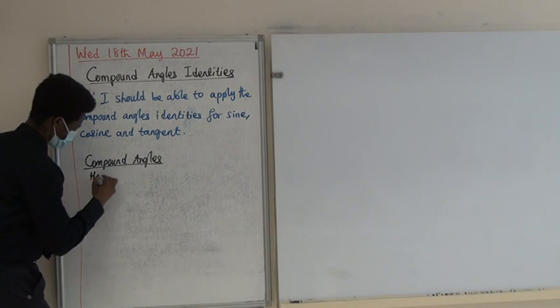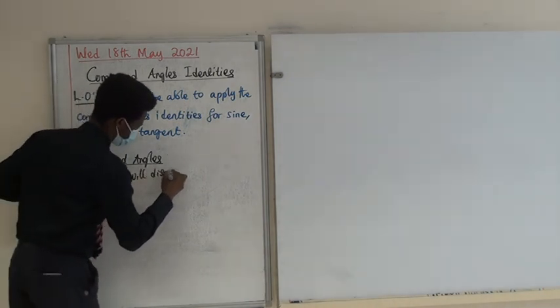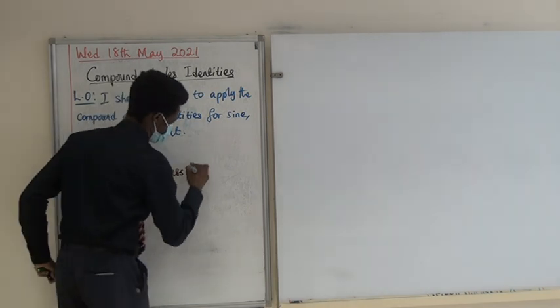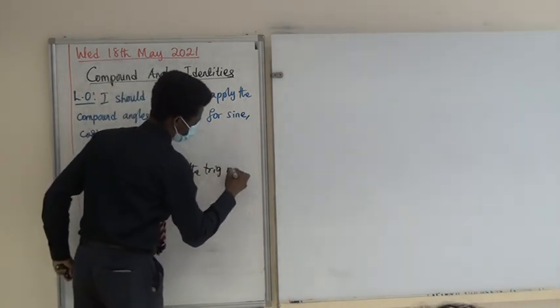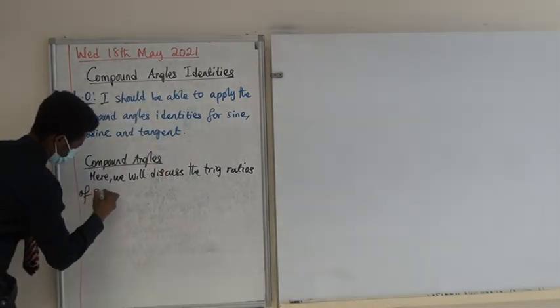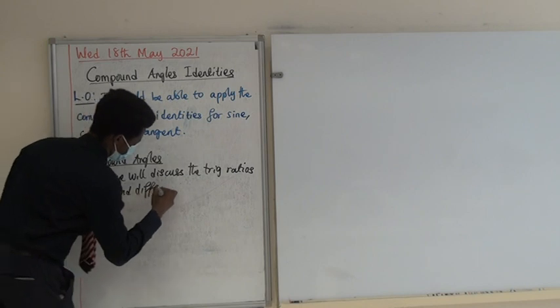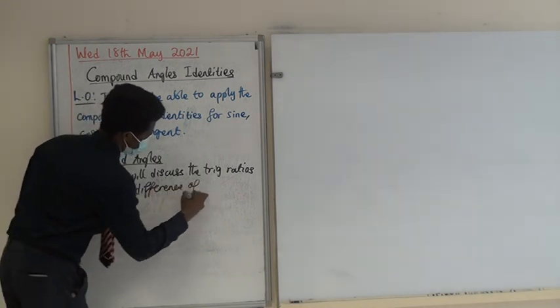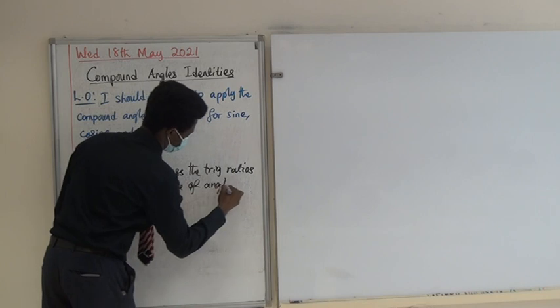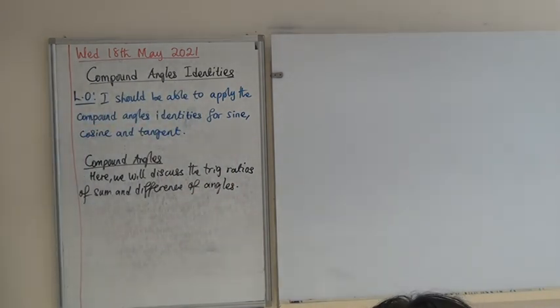Here we will discuss the trig ratios of sum and difference. So something like maybe x minus y, a minus b, p plus q, what happens to their sine, cos, and tan.